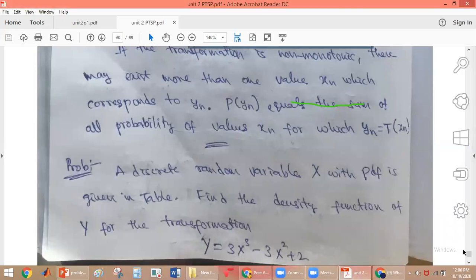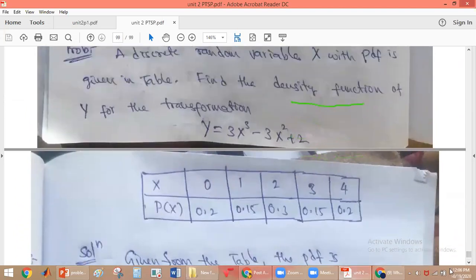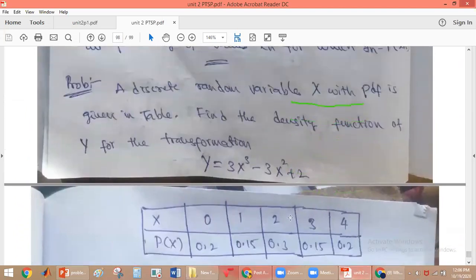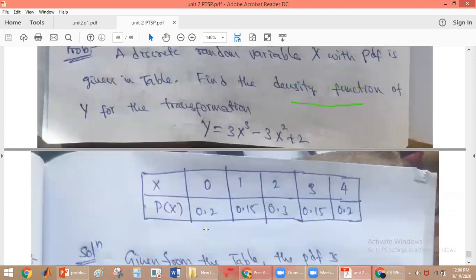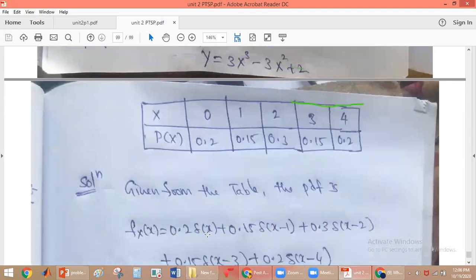Take this problem, all of you. So what is given? It is given in the table like this, x and p of x values. The x value is varying from 0 to 4 and the corresponding p of x values are also given. Now, what is a PDF?